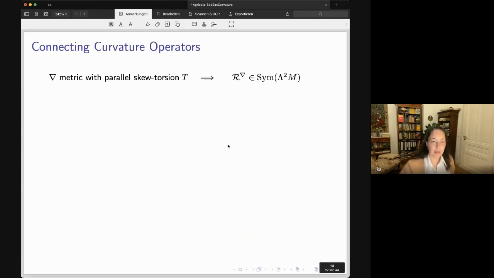Okay, good. Now we want to connect curvature operators. We have a geometric setup. This is our playground. We want to see whether we can actually construct a 4-form omega which is going to make everything a strongly positive curvature operator. So we have a canonical connection. It is metric. It has parallel skew-torsion T. So let's look at the curvature operator of this connection.